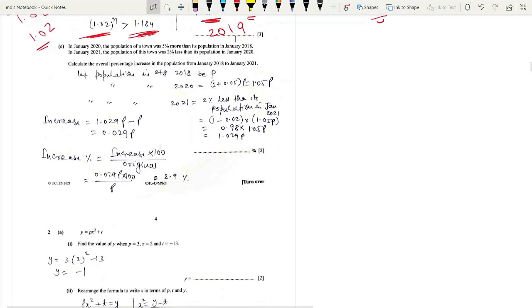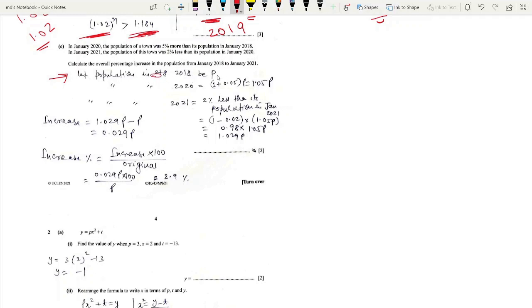Now we will come to C part. In January 2020, the population of a town was 5% more than its population in January 2018. In January 2021, the population of this town was 2% less than its population in January 2020. Calculate the overall percentage increase in the population from January 2018 to January 2021.